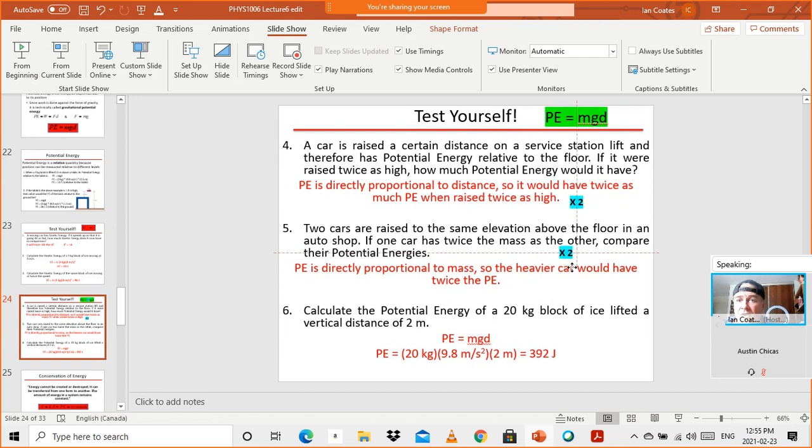Okay, so basically what these two questions show: if I double the distance of the car being lifted up, I've now doubled the potential energy. If I double the mass of an object, I've doubled the potential energy. Okay, so calculate the potential energy of a 20 kg block of ice lifted a vertical distance of 2 meters. Plug and play. Okay.